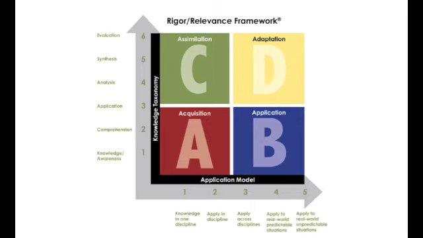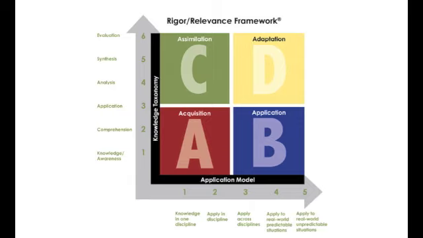Take a look at quadrant A. It's the acquisition quadrant. This is where students are expected to remember or understand acquired knowledge. In quadrant A lessons, it's the teacher who's doing most of the work. Example student products might be the writing of definitions or showing that they understand the information presented on a practice worksheet.